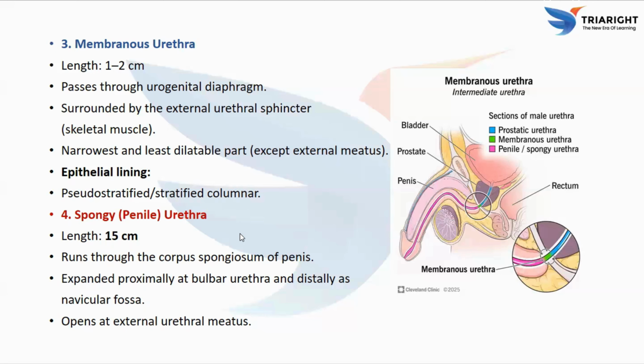What are the points you have to remember about the membranous urethra? It is the shortest, narrowest, surrounded by the external sphincter and passes through the urogenital diaphragm. Coming to the spongy urethra, you have to remember it is the longest part. It is located inside the corpus spongiosum and it opens outside the body.